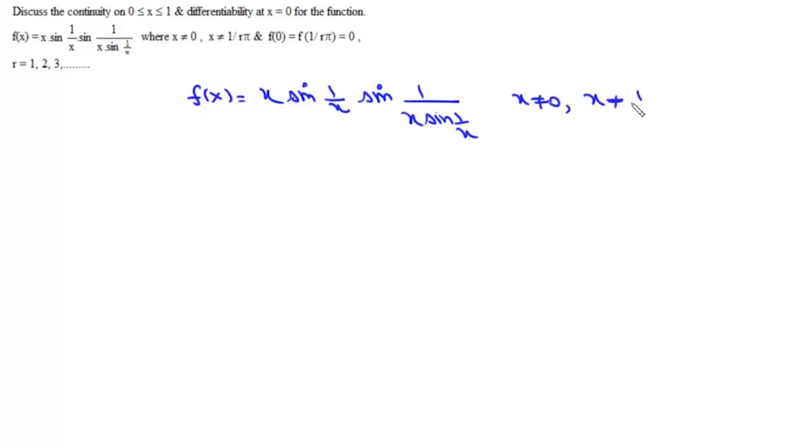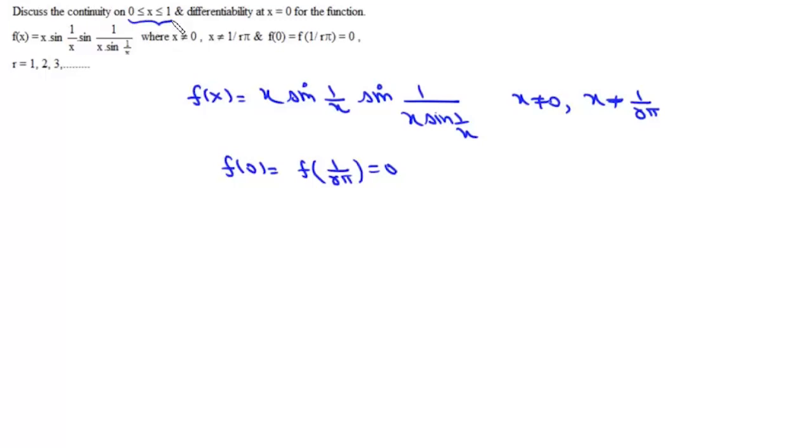Now here the question is, we are given this function f(x), which is defined as x sine 1 by x if x is unequal to 0 and x is unequal to 1 upon n pi. And it is also given that f(0) equals f(1 upon n pi), and it is equal to 0. Now we need to check its continuity in the interval 0 to 1.